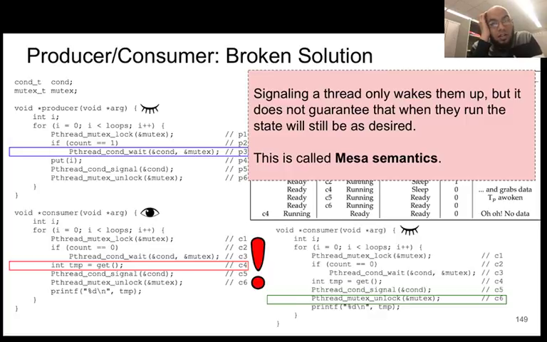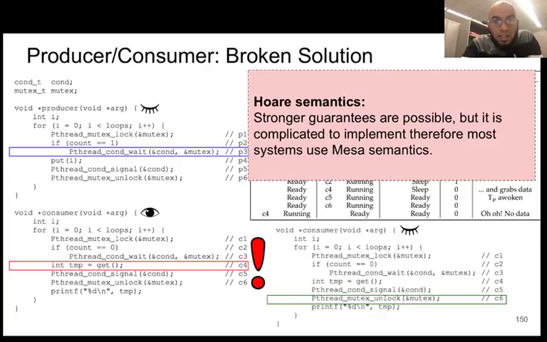This is actually something that is studied in real-time systems and hybrid systems theory, and on model proving and model checking. It's more related to theoretical computer science, and it's called the Mesa semantics. There are other ways to implement this using something that's called the Hoare semantics. Hoare actually got a Turing Award for his ideas. It has much stronger guarantees for conditional variables, but it's very complicated to implement. Therefore, most systems use the Mesa semantics, which are actually broken, as you have seen.